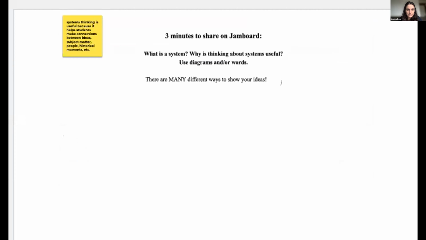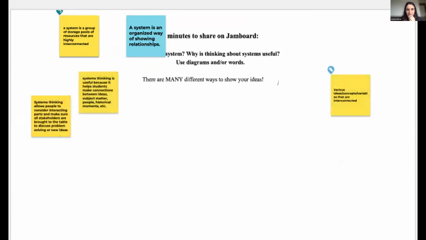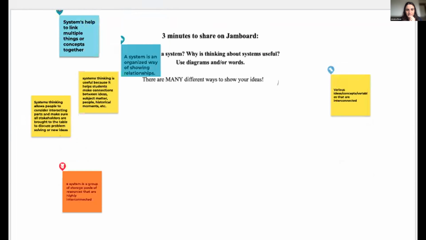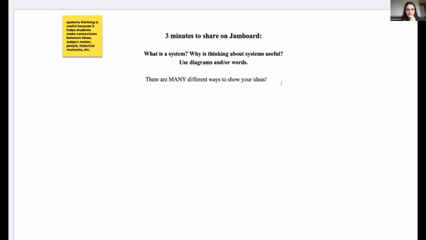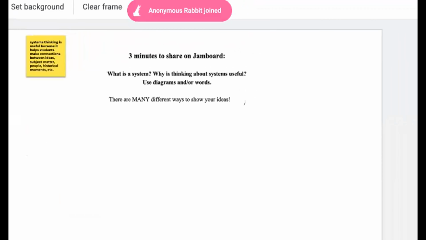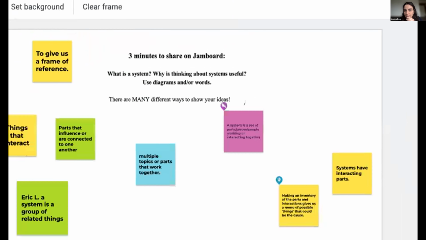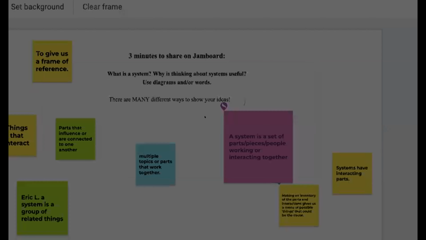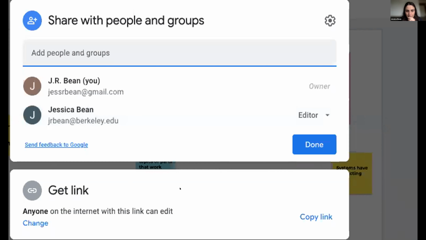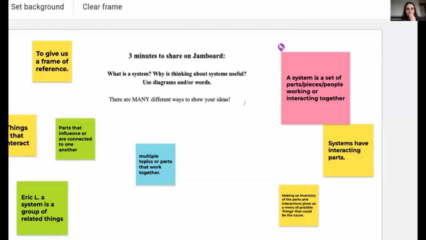And I see some ideas starting to pop up. Ah, awesome. All right. Jessica, that 3rd Jamboard is view only. You need to make it editable, please. Oh, okay. Thanks. I think I did. Let me check again. Yep, anyone on the internet should be able to edit. So maybe try it one more time.